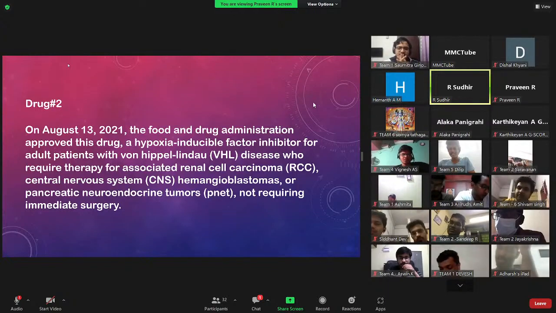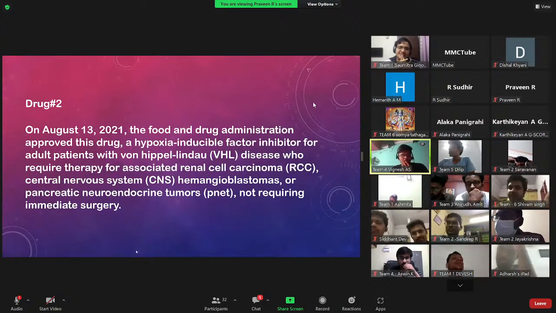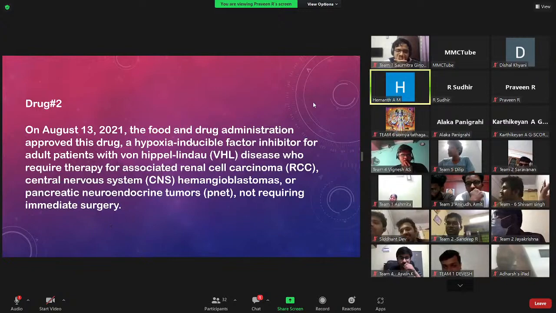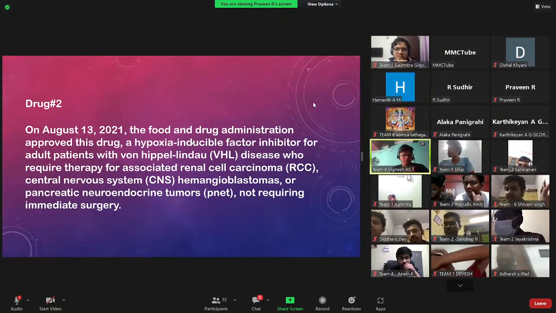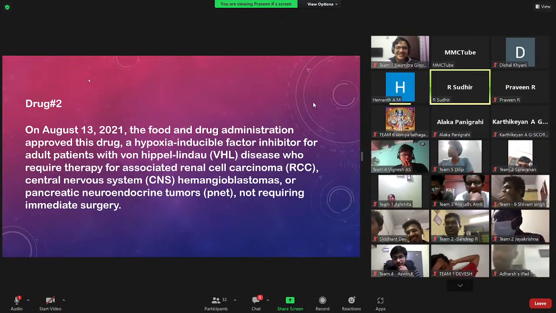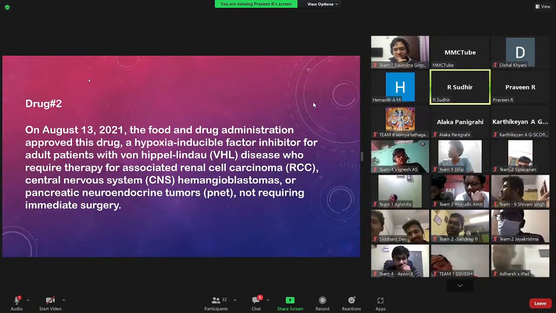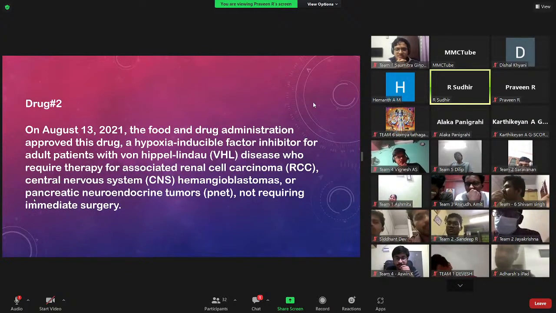Team 4, you can tell your answer. Belzutifan. Once more, please. Belzutifan. It's okay. Teams 1, 2, 3, and 6 pounced correctly. They have answered Belzutifan. I got the answer. Next question.